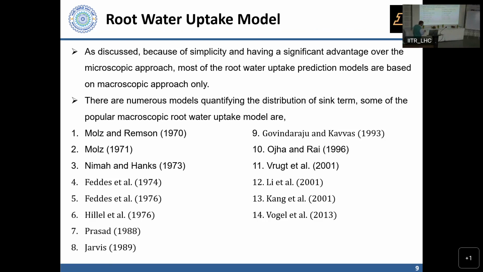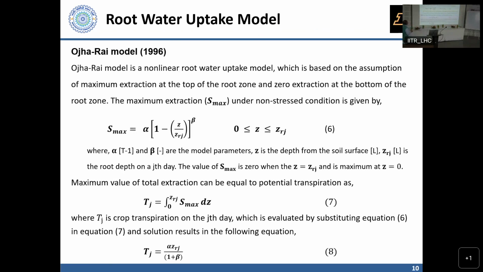Which says like this: the maximum extraction under non-stressed conditions. Non-stressed condition means that I am giving the crop the required amount of water, without any deficit. If I give that as S max, then the root water abstraction from the different parts of the root will be like this: alpha into (1 minus Z by ZR) whole to the power of beta. So when Z is equal to 0, this will be maximum.